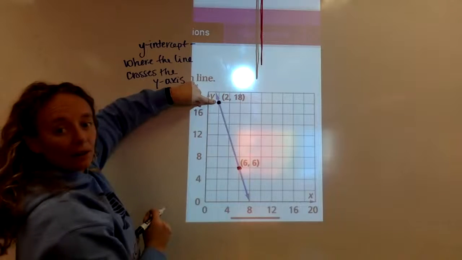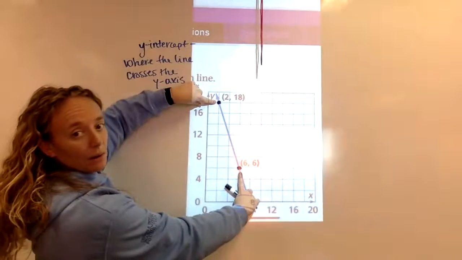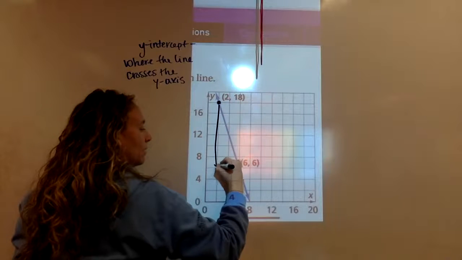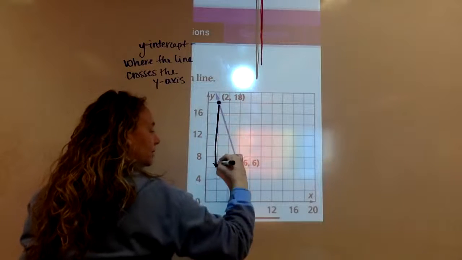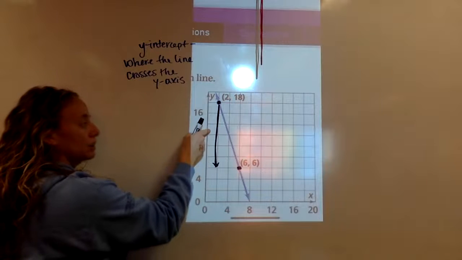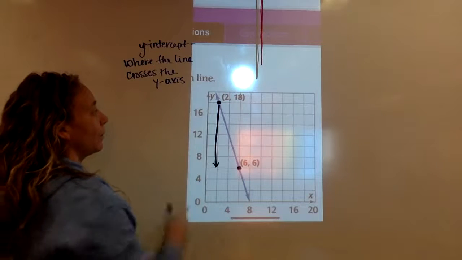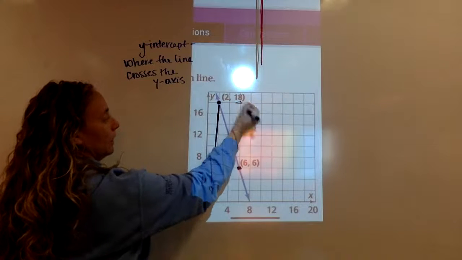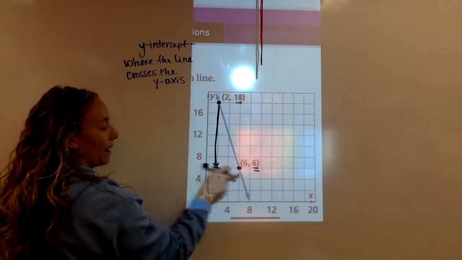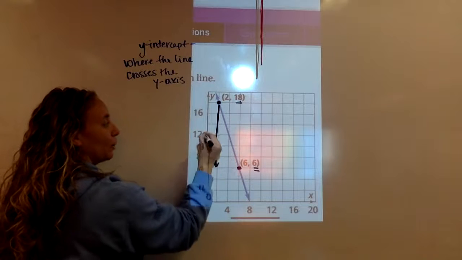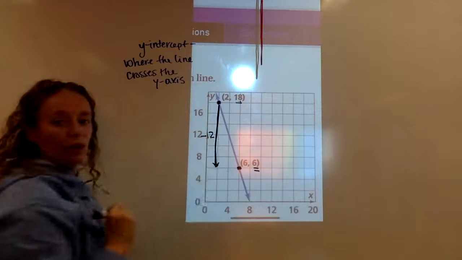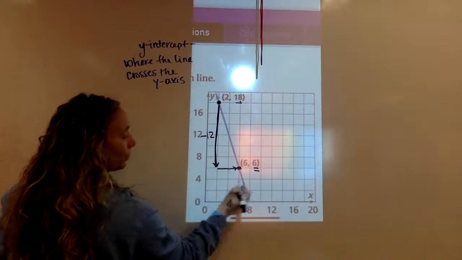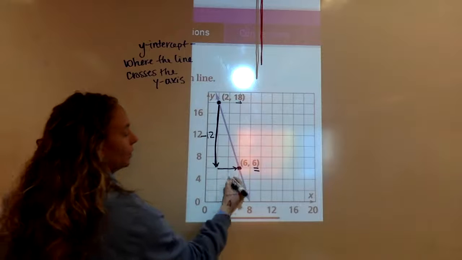If I look at my leftmost point and compare it to my rightmost point, I am decreasing a whole lot of units. And remember, each one of these squares is 2 units. So I'm going from here at (2, 18) and moving down to my y value of 6. So I'm going down 12 units. Then from there, I am going to the right 4 units.